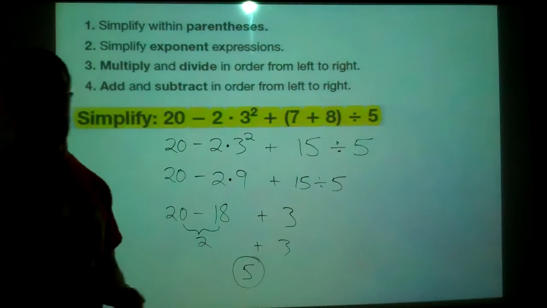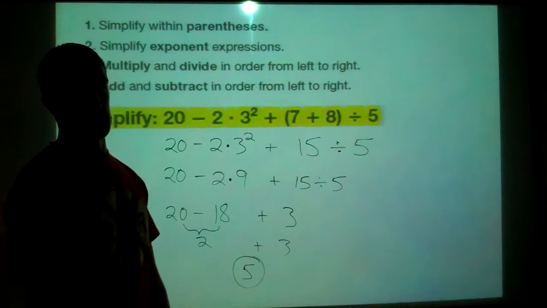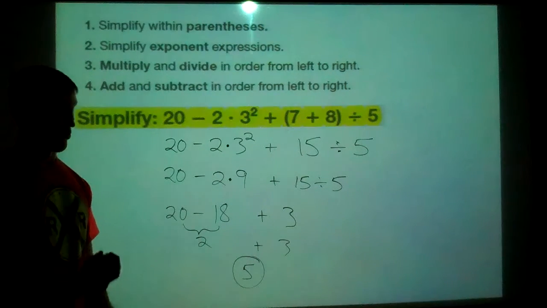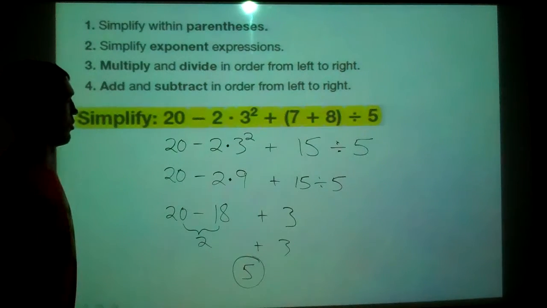Now if we would have tried to type that all into a calculator, we may have gotten some sort of decimal or a weird answer. And all we really would have got, or should have gotten, is a whole number of 5.